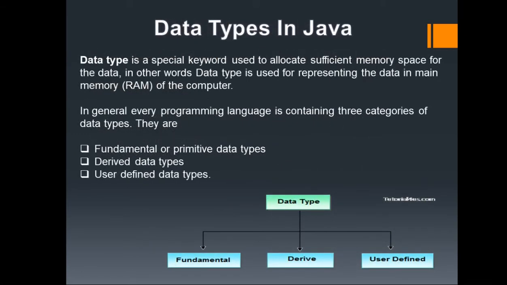Next one we are going to discuss is data types in Java. Data type is a special keyword used to allocate sufficient memory space for the data. In other words, data type is used to represent the data in the main memory, RAM, of the computer. In general, every programming language contains three categories of data type. They are fundamental or primitive data type, the second one is derived data type, and the last one is user defined data type. You can see this in the diagram given below.